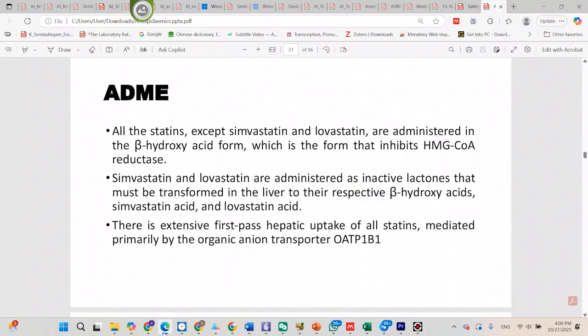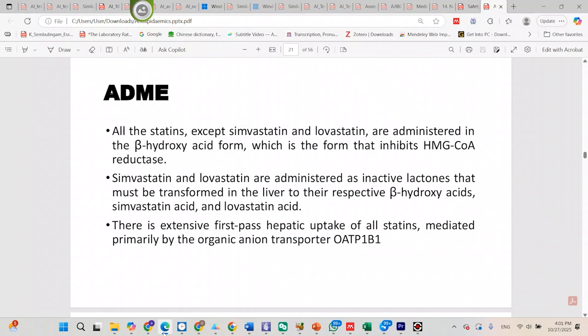Okay, so let's go into the ADME: absorption, distribution, metabolism, and excretion. Now, all statins are administered in their beta hydroxyacid form, except for simvastatin and lovastatin, because that's the form that inhibits the HMG-CoA reductase. Simvastatin and lovastatin are administered as inactive lactones. Then they are transformed in the liver to their respective beta hydroxy acids. So it's safe to say that simvastatin and lovastatin are more like prodrugs.